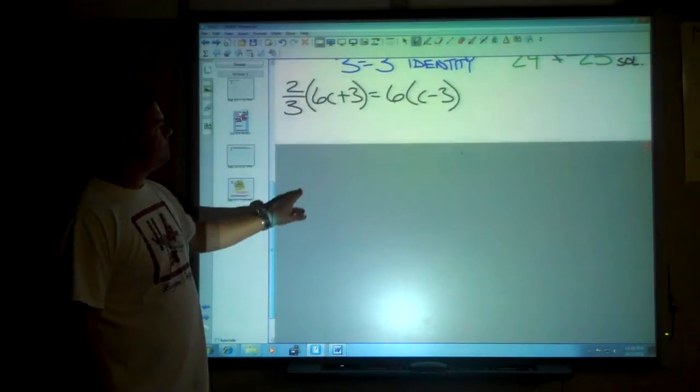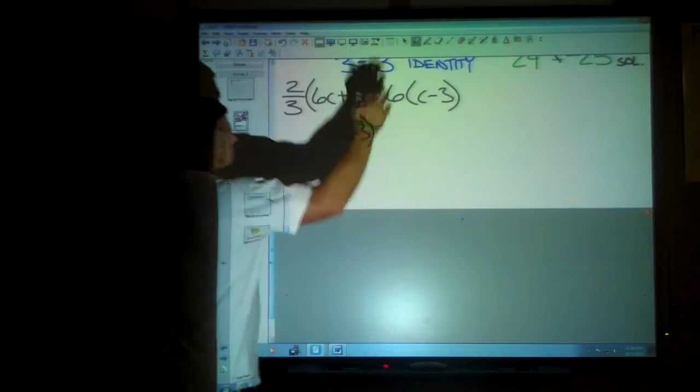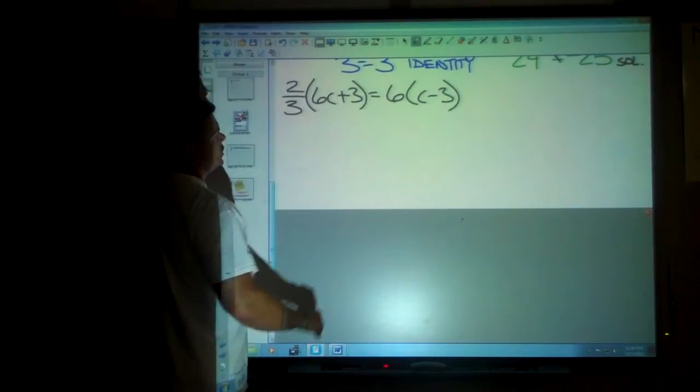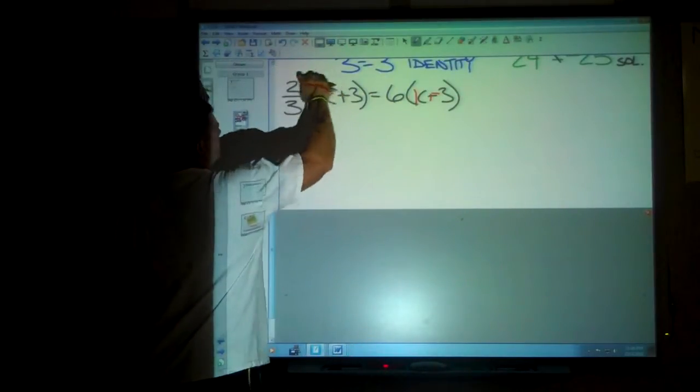A couple more from the warm-up. This one's a little bit bigger. We can't do much as far as the shuffling game until we've dealt with the distributive property to get rid of the parentheses. So we'll put a plus negative there and a 1, and we'll distribute.